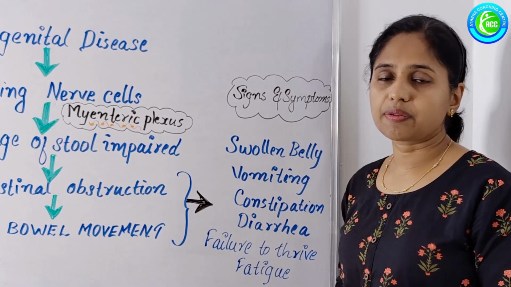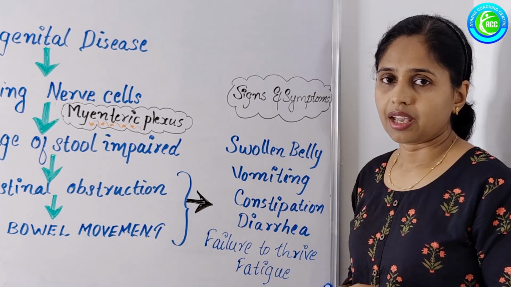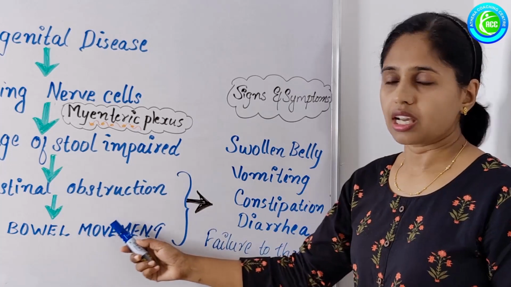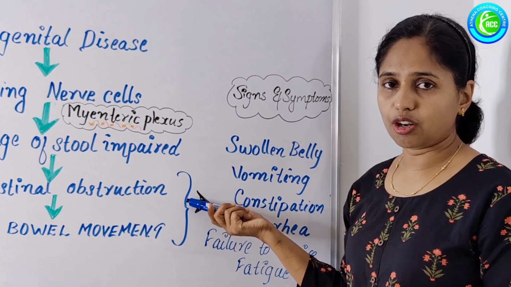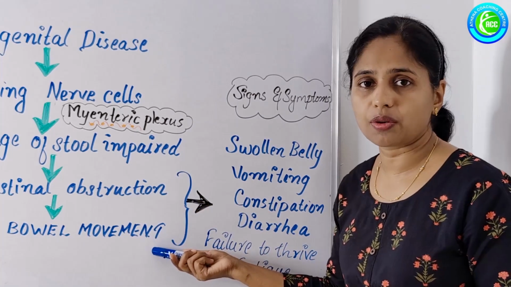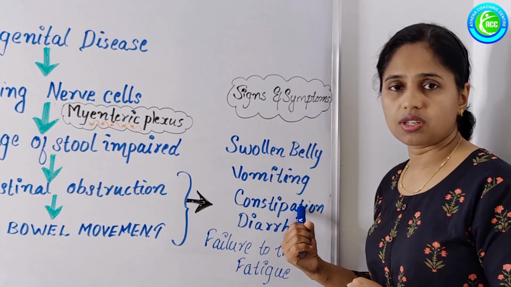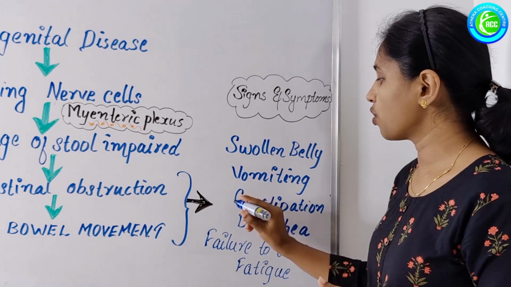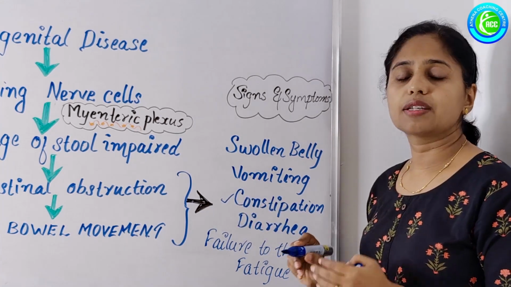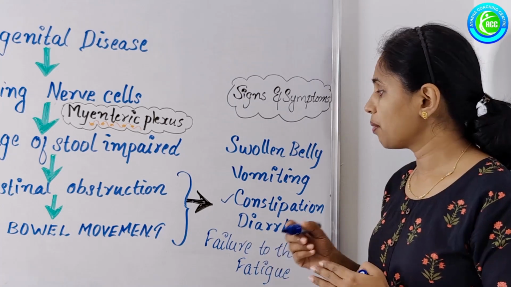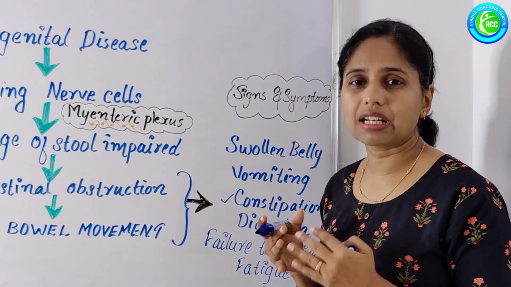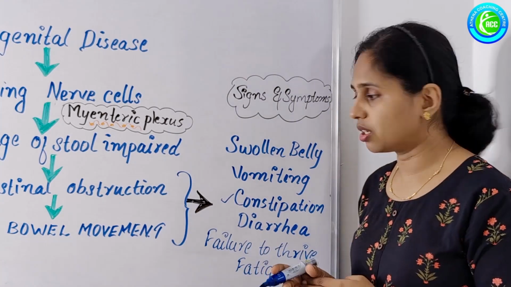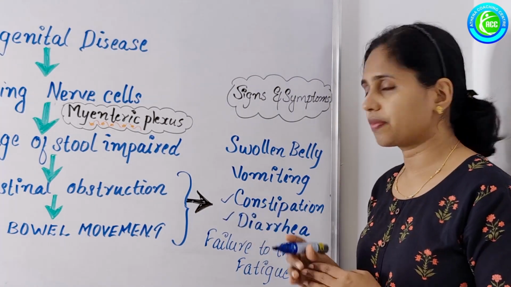What are the signs and symptoms of Hirschsprung's disease? Because of Hirschsprung's disease, it causes intestinal obstruction. So ultimately, because of intestinal obstruction, no stools are moved out. So it causes constipation. Fine. So no movement of bowel and it causes constipation. Fine. And because of increased pressure, the patient will have abdominal cramps. And in order to reduce the abdominal pressure, there may be chances of diarrhea.